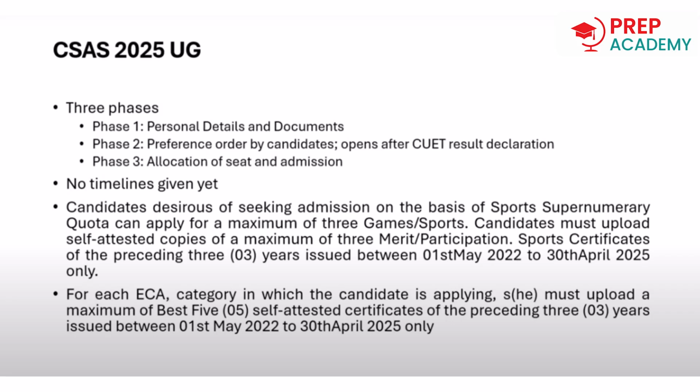Finally, phase 3. This is the seat allocation phase. Once phase 2 is locked, Delhi University will analyze your preferences, your CUET rank, and your eligibility and allocate a seat to you. After that, it's just about completing the final admission formalities.